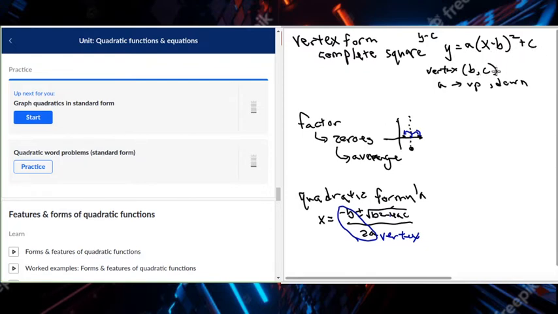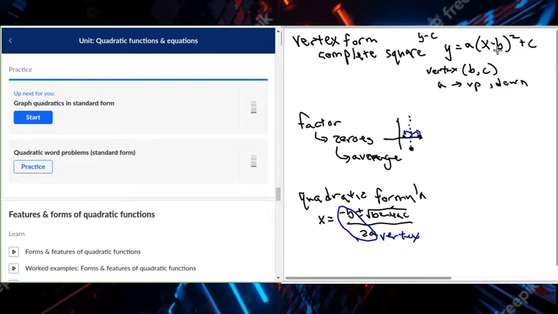Then the vertex will be at (b, c), and we can look at a, whether it goes up or down. We can know a lot about it. If we can easily get it into vertex form, that's my favorite way to graph a parabola.